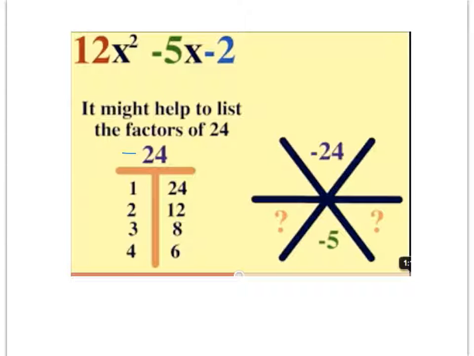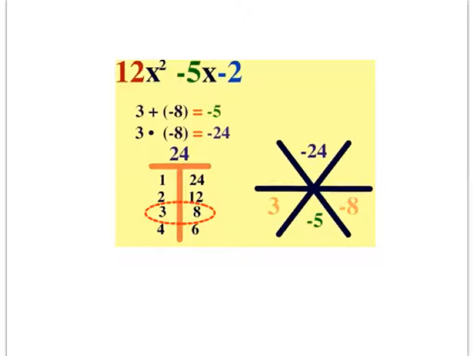Do you see any that would work that would add up to be negative 5? Well, what about if we use negative 8 with the 3? That would multiply to be negative 24, but at the same time add to be negative 5. So we have found our factors in 3 and negative 8. I'm going to put both of my factors in the bottom spaces. It doesn't matter what side they go on. I could have put the negative 8 over here and the 3 over here, but it really doesn't matter.